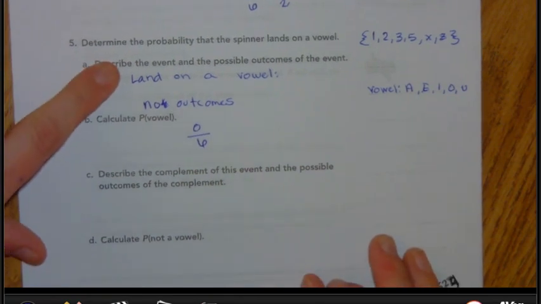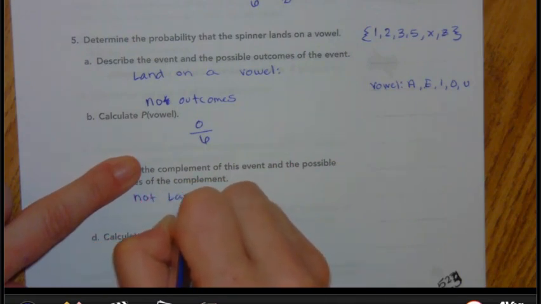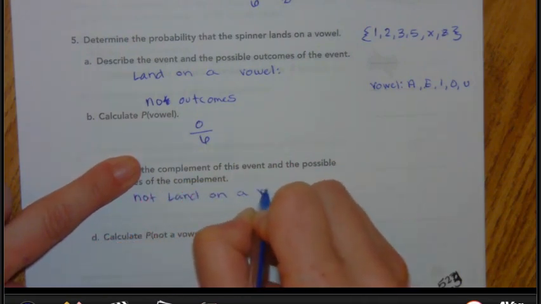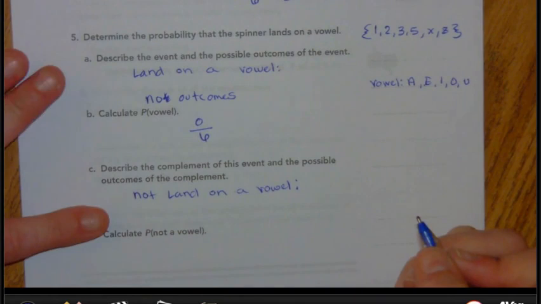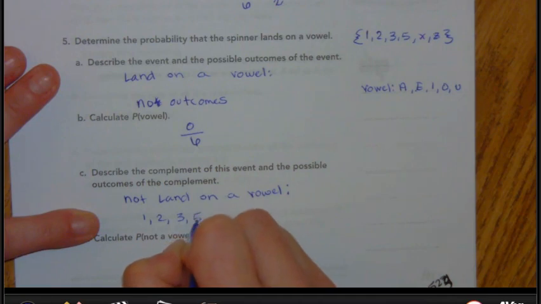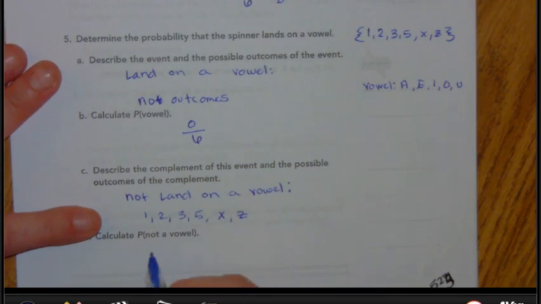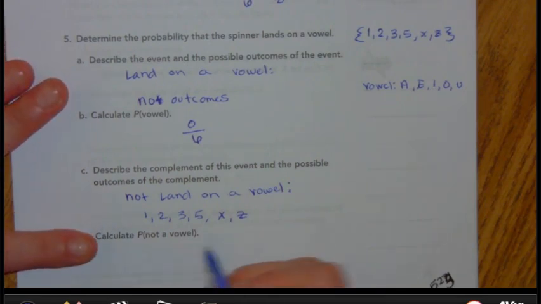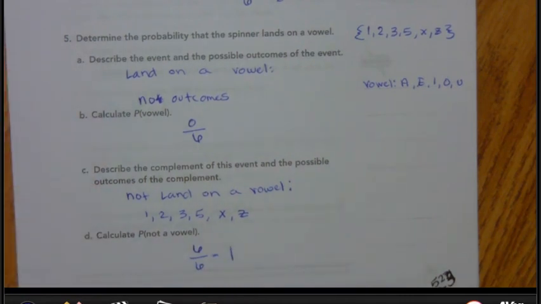So if my event was to land on a vowel, what's the complement of my event? Not landing on a vowel. And what are all of my possible outcomes of not landing on a vowel? Well, 1, 2, 3, 5, X, and Z. So what's the probability that I will land on not a vowel? 6 out of 6, which is 1 whole.